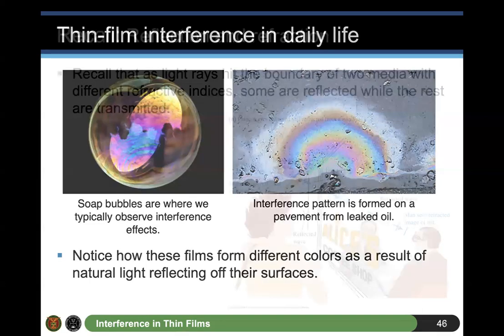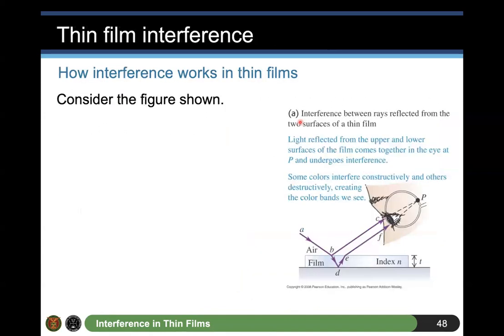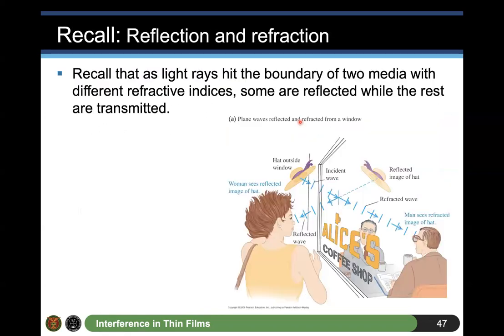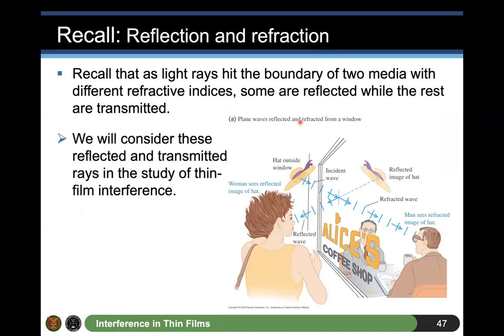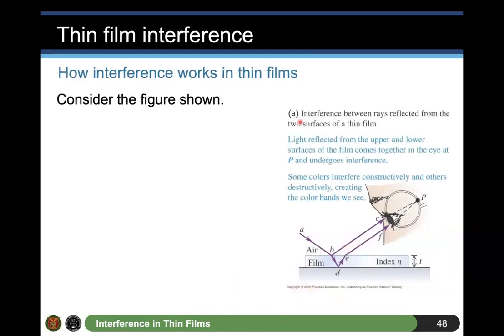Okay? So, recall, yung reflection and refraction natin, so as light rays hit a boundary of two media with different indices of refraction, merong nare-reflect, merong natatransmit. Yung natatransmit, pwedeng ma-disperse, pwedeng ma-refract. Okay? So how does this work?